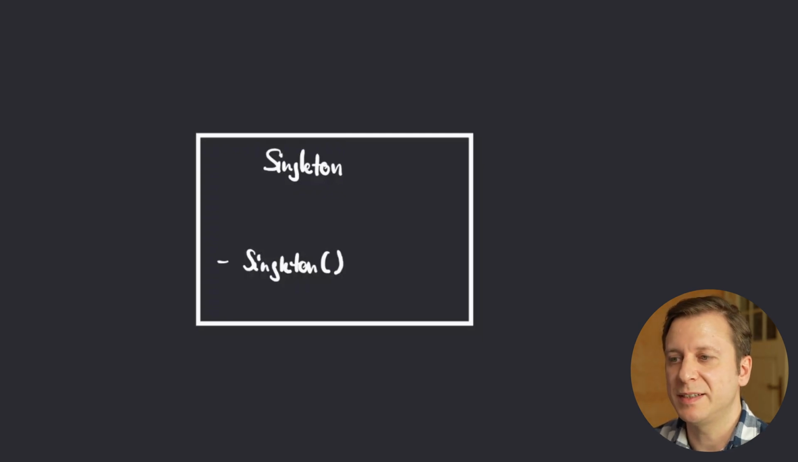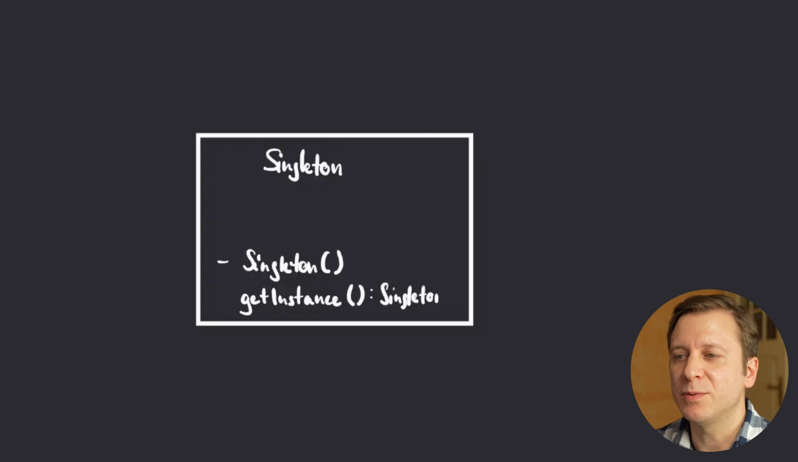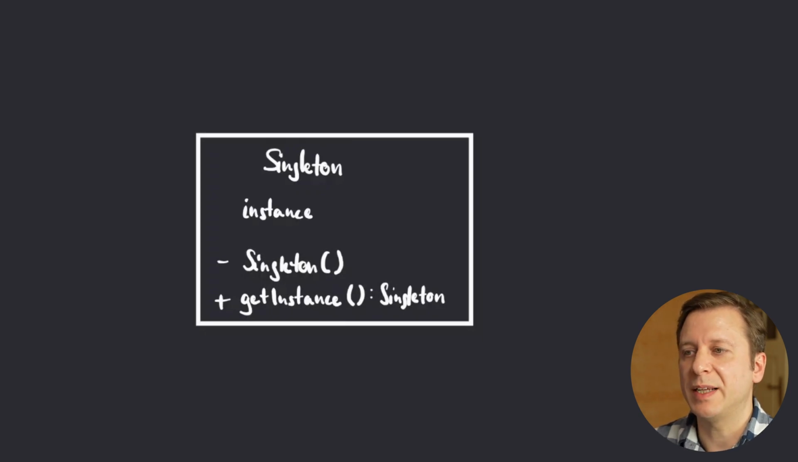But since we still need to create an instance of our Singleton class, we create ourselves a method called getInstance, which returns the type of the class itself. In our example, the Singleton class. Now, we still need to remember when we created an instance. And for this, we create ourselves a local variable, we call it instance, of the type Singleton, which is the same that our class has.